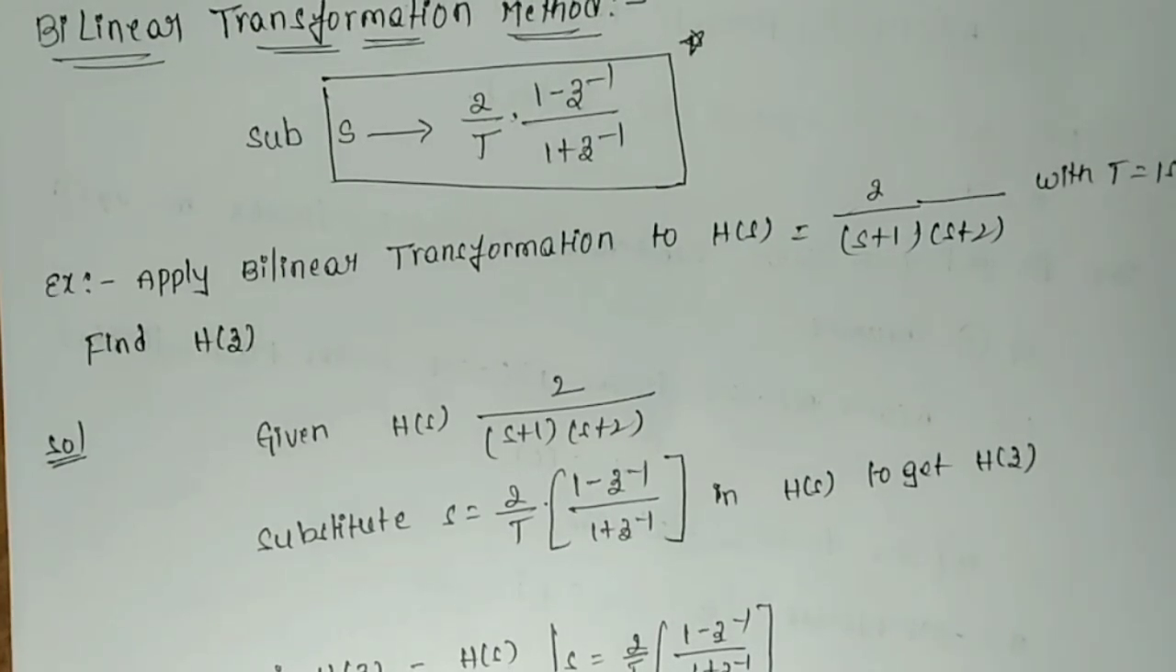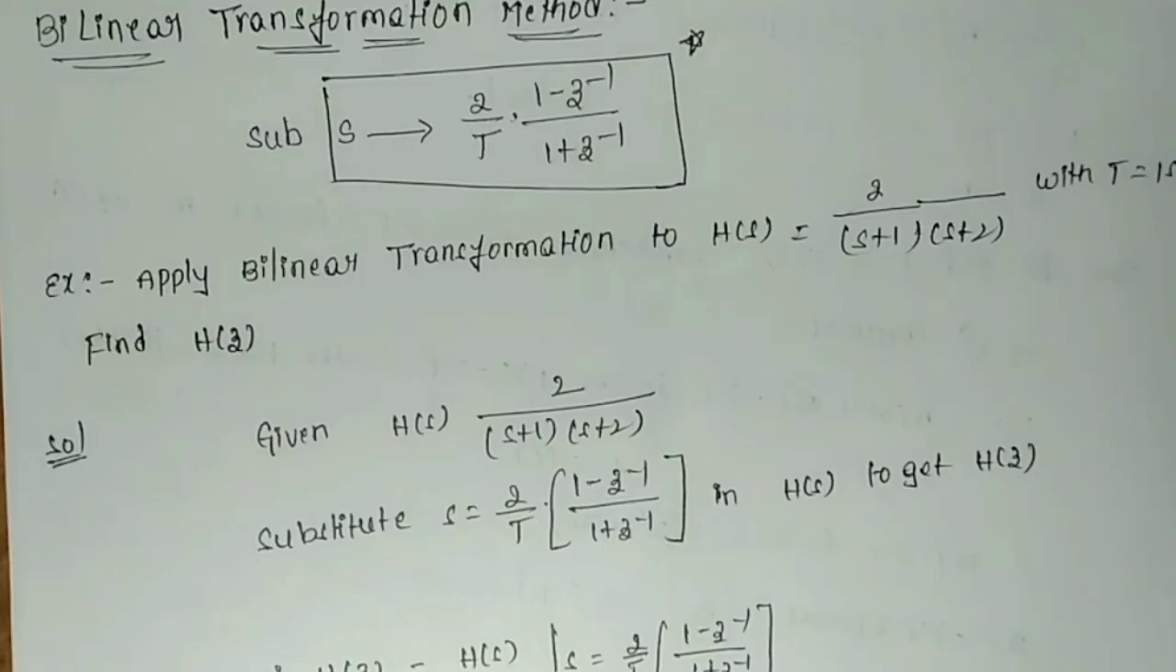Hello all, in this video lecture today I am going to explain the bilinear transformation method. Before getting into the problem, let me tell you two important points. One thing I want to remind you is that the bilinear transformation method converts the analog filter into the digital domain. It means that initially we design the filter in the analog domain, and later we convert that into the digital domain. So this is one of the techniques to convert the analog filter into the digital filter.